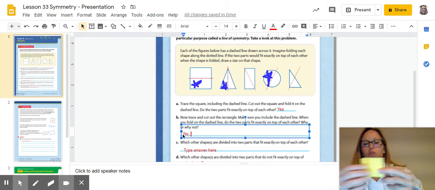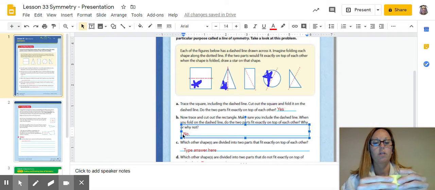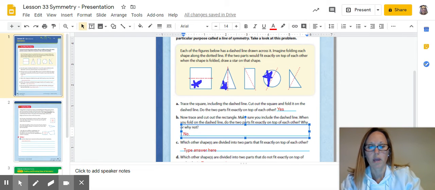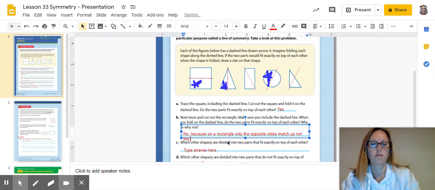Like in a square, you can fold it this way, you can fold it long ways, you can fold it diagonally, and it's all going to match up. Okay, so no, because on a rectangle, only the opposite sides match up, not when a diagonal line is drawn.